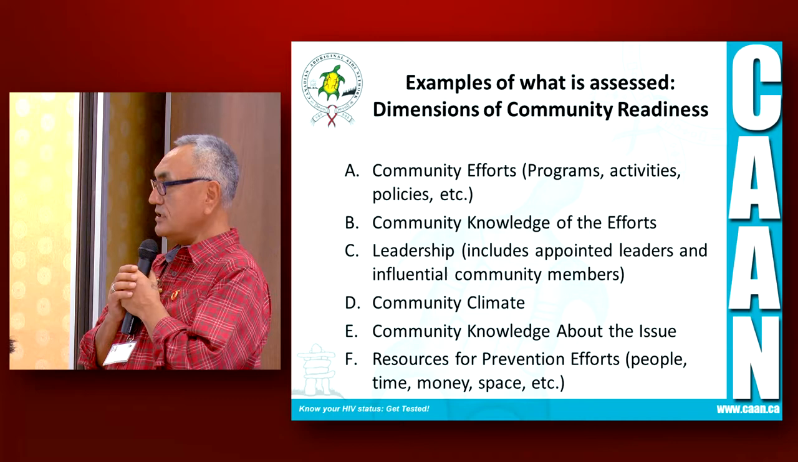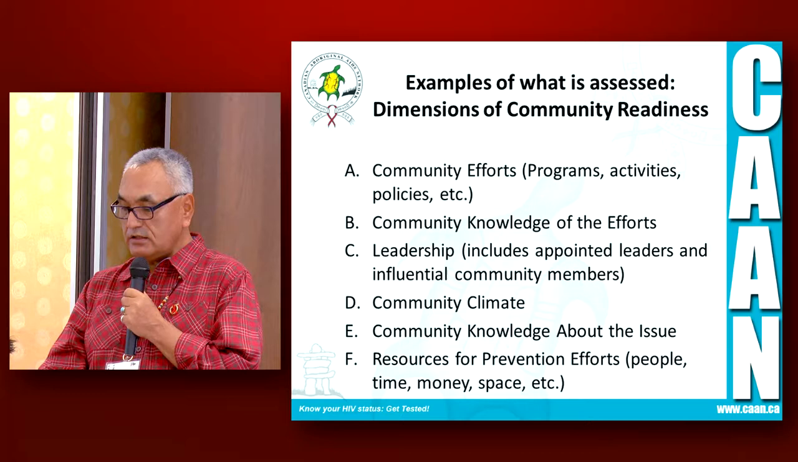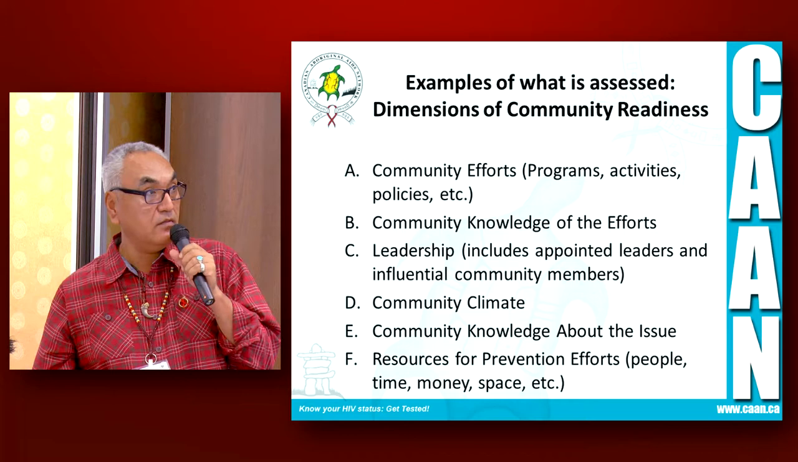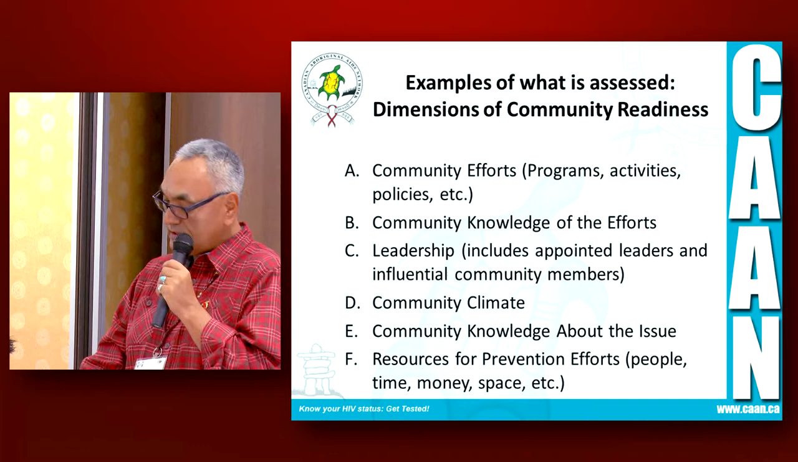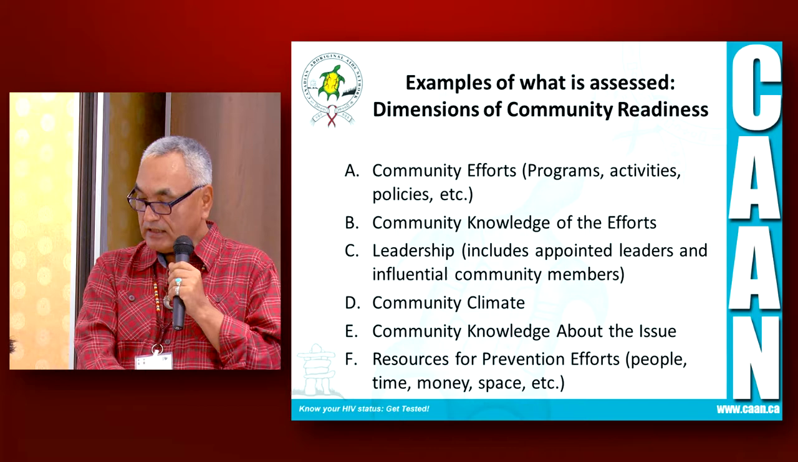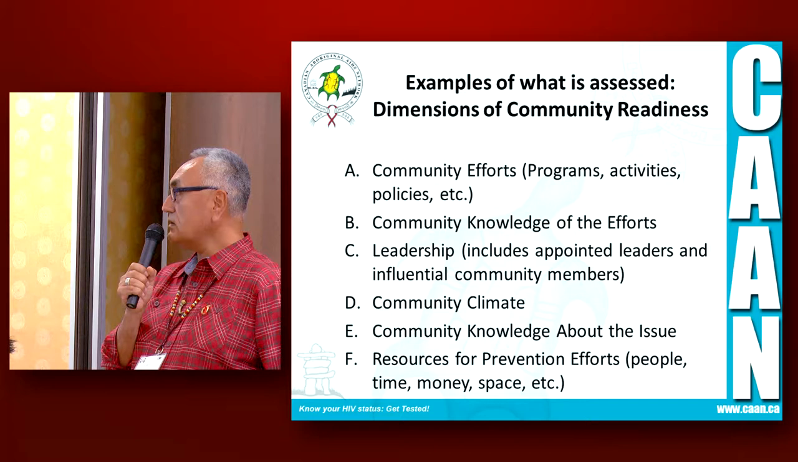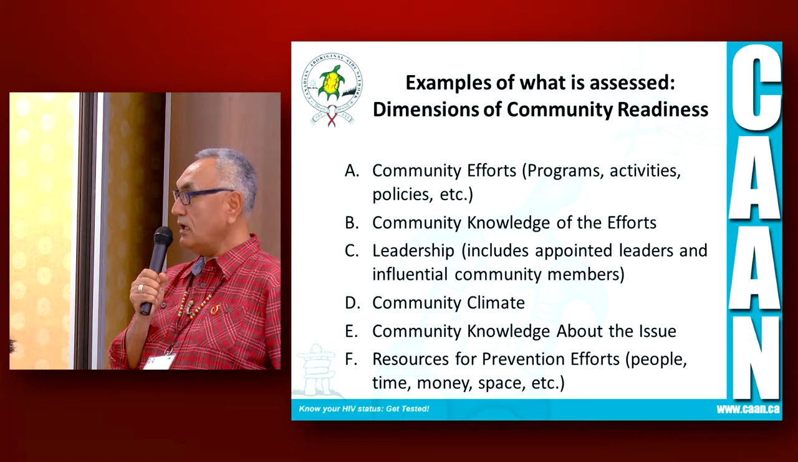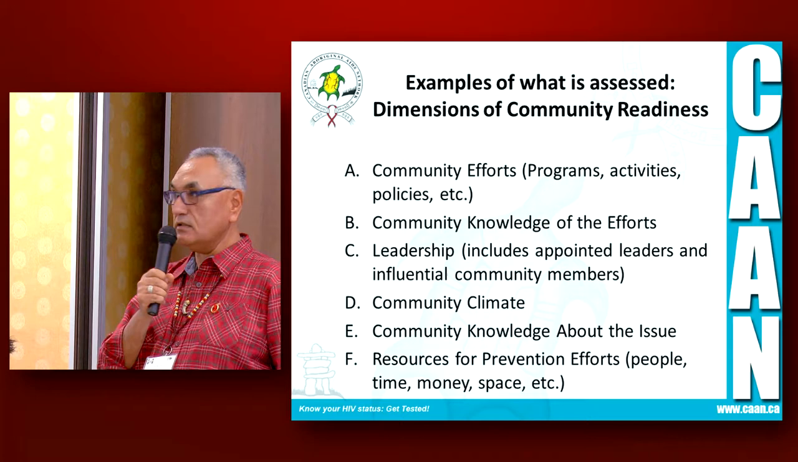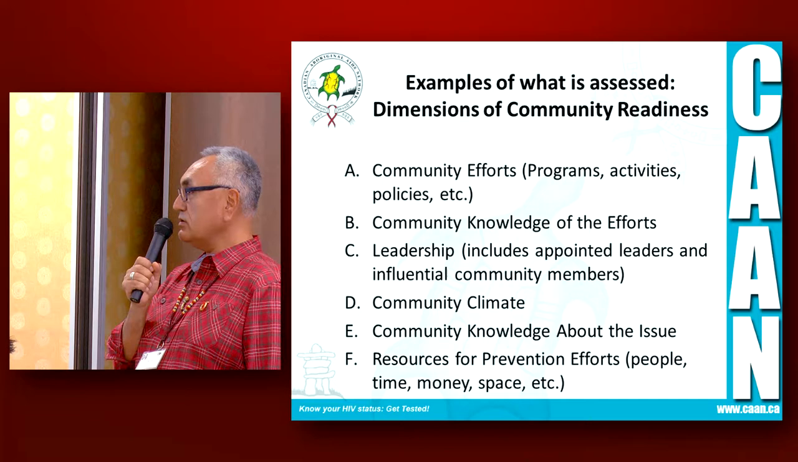However, the individual dimensions are more telling when making the decision where and how to develop your strategies. For example, community efforts: to what extent are these efforts or programs and activities useful? It talks about the community knowledge of the efforts, the leadership is a key component. The community climate can include conflict type divisions, and the model can be used to design interventions and strategies to deal with conflict.